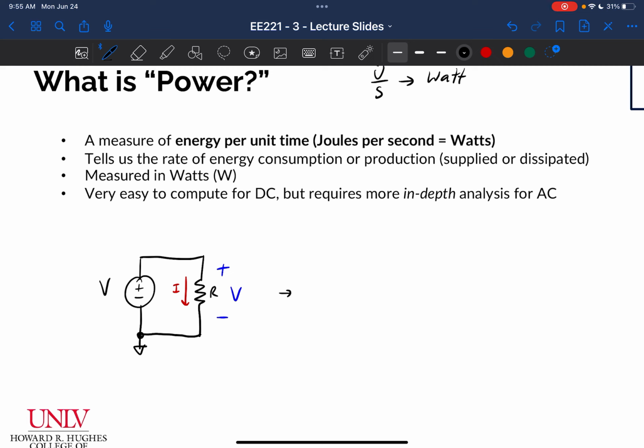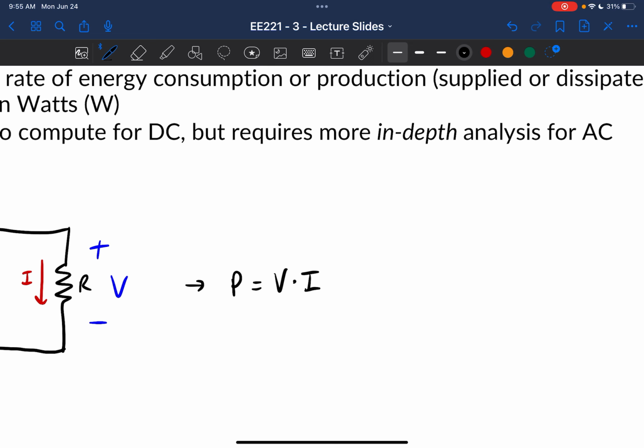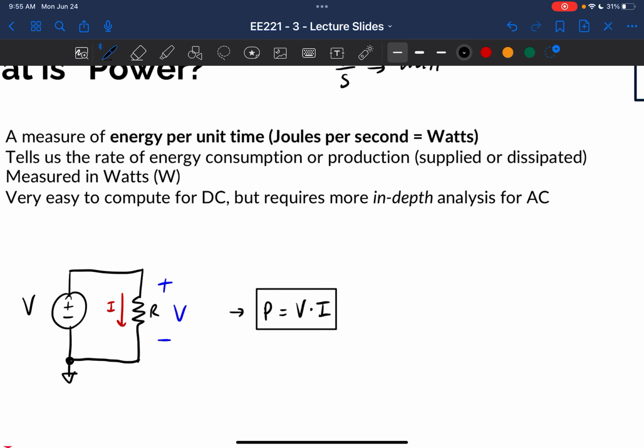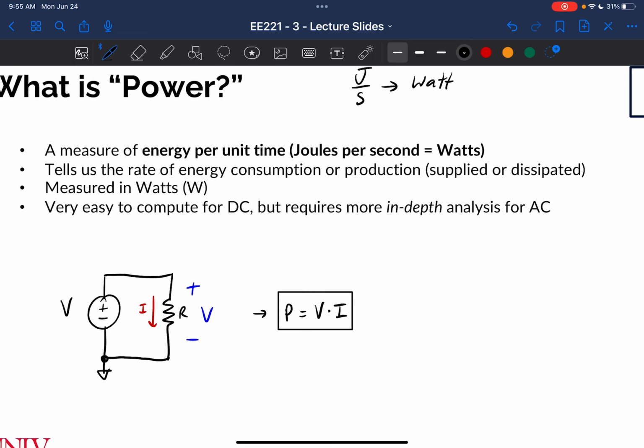We can determine the power dissipated by this resistor by taking the product of the voltage across the resistor and the current through the resistor. Okay, so if I take the voltage across it, multiply by the current through it, that's going to give me the power in watts. That's the formula that I have written right here. And so let me put a little box around that.